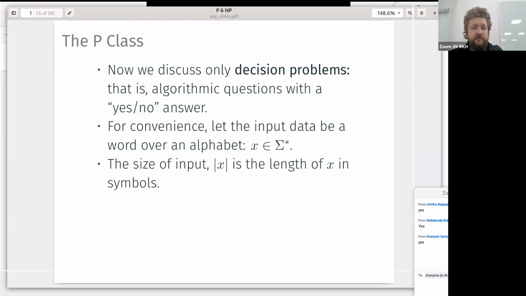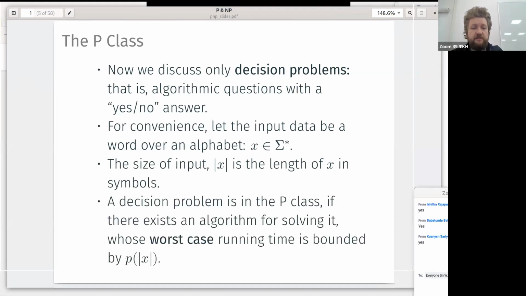So the size of the input, denoted by |x|, is the length of x in symbols, the number of symbols in x. And the decision problem is in the P class if there exists an algorithm for solving it whose worst case running time is bounded by a polynomial depending on |x|.